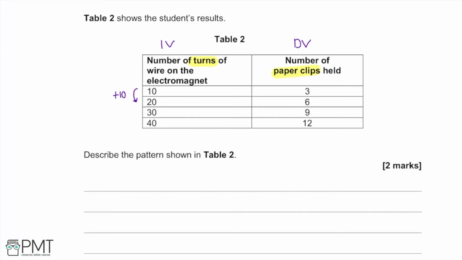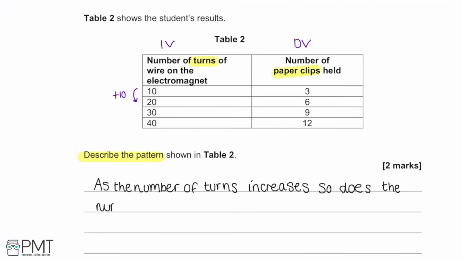So then we're asked to describe the pattern shown in table 2, and this question's worth 2 marks. So we're going to describe the relationship and then go on to give a little bit more detail about the nature of the relationship just to get that second mark here. The first mark is for pointing out the obvious, and we're saying that as the number of turns of wire on the electromagnet increases, so does the number of paper clips held by the electromagnet. So when one increases, the other increases.